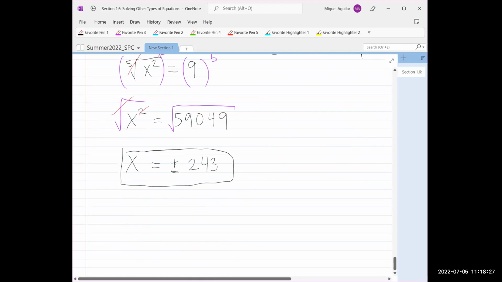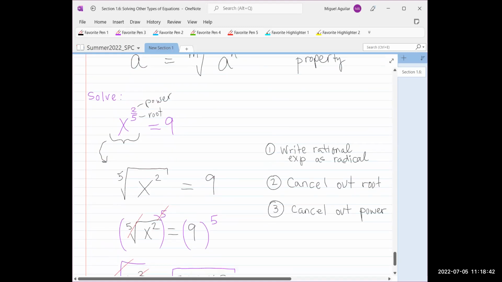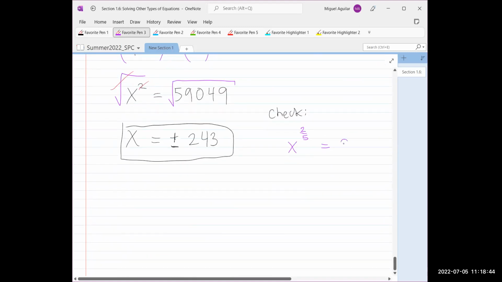Okay. So that means that we have to go back and check the original equation and plug this in. It was originally x to the 2/5 power is equal to 9. Okay. So now what we can do is just plug this into the calculator, right? We're just going to put 243, raise it to the 2/5 power, and ask ourselves, does that equal 9?